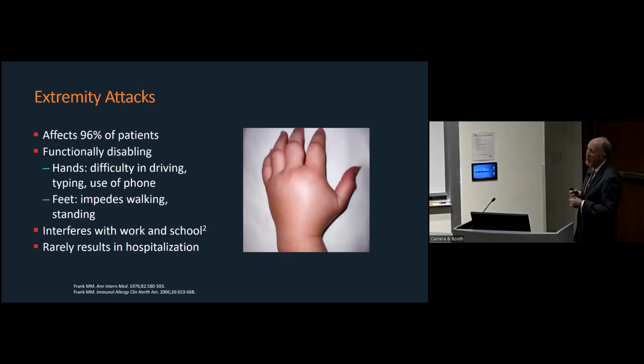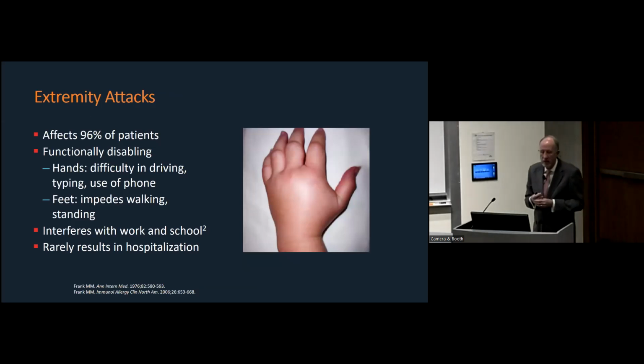So this is a hand swell. 95% of patients have this. It can be functionally disabling. People obviously don't die of this, but they can't drive, they can't type, they can't use their phone. If their feet are swelling, they can't walk and stand. And it interferes with work and school, but rarely results in any type of hospitalization or, in the past, any type of treatment.